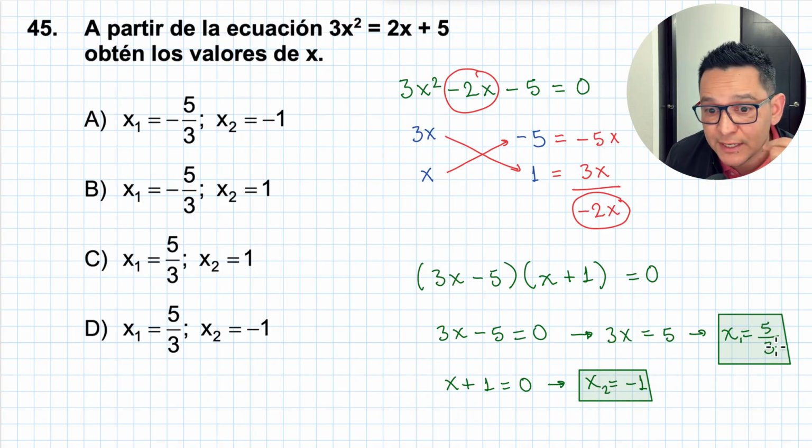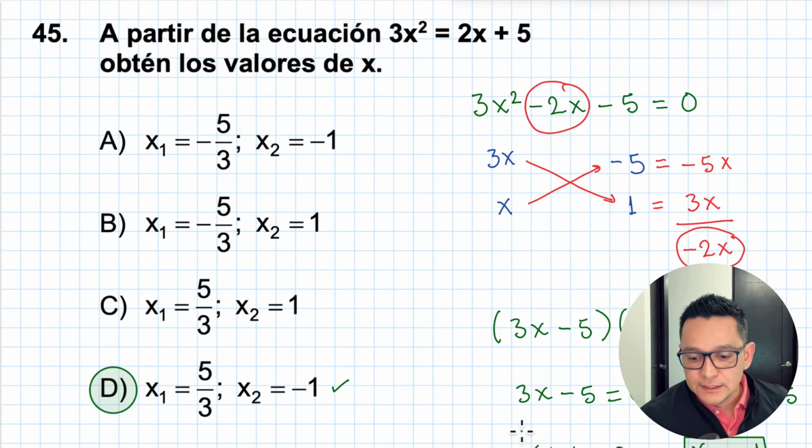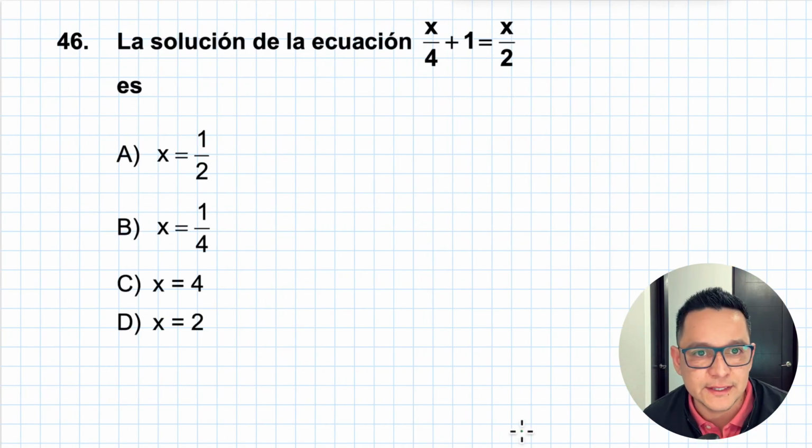Let's see. So I have that x sub 1 is equal to 5 over 3, and x sub 2 is equal to minus 1. Which one is this? It's D, right? Let's see. 5 over 3, and minus 1. That's it, right? The answer then, in this case, will be in option D. We're done. Now let's move on to the next exercise, which is number 46.